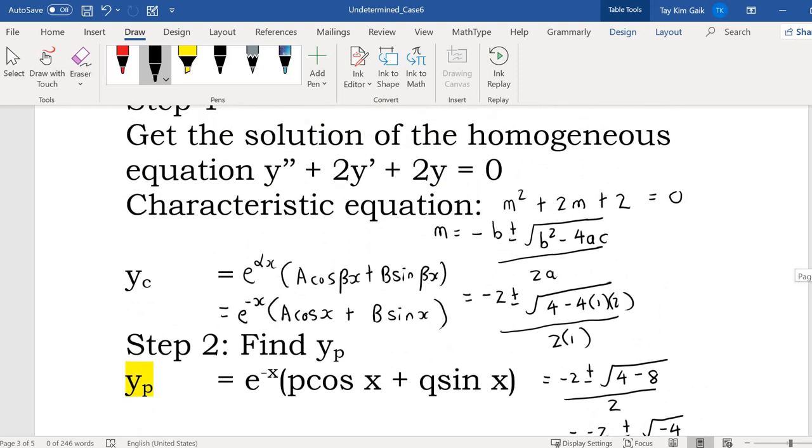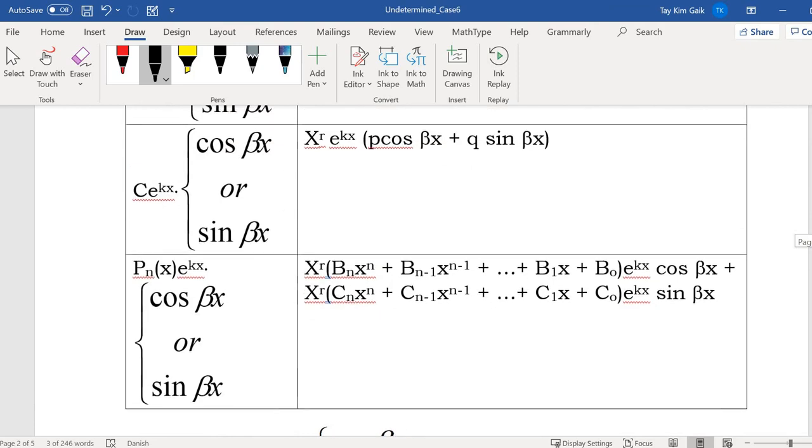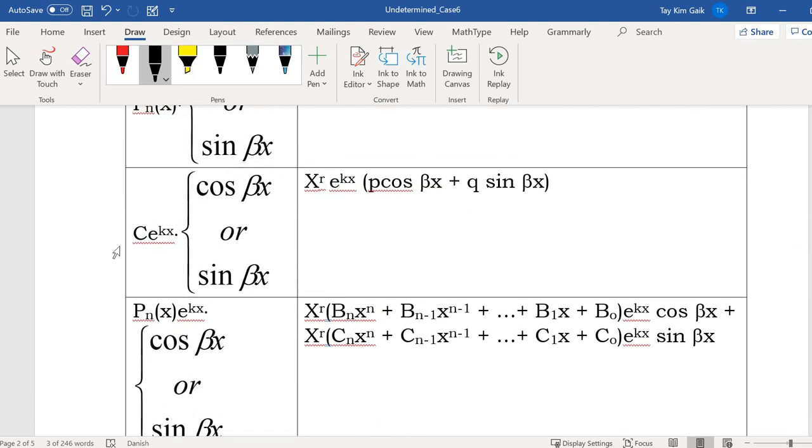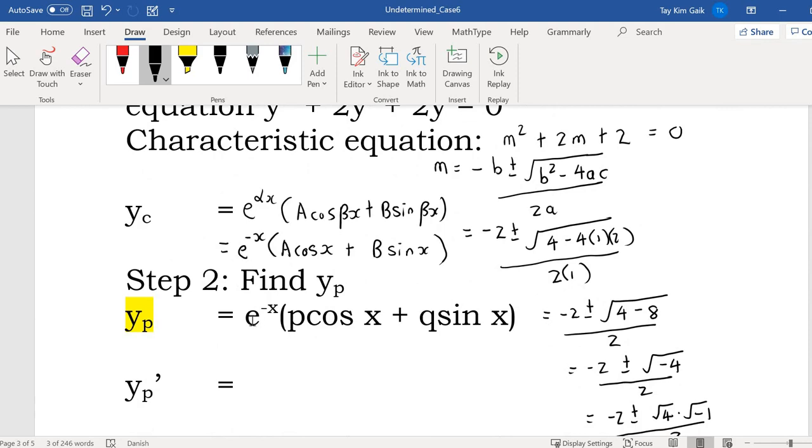Okay, we choose the YP based on the form of your f(x). f(x) is e^(-x) sin x. Then based on this table, if you have e^(kx), then e^(kx). So our f(x) has e^(-x), hence the yp is also e^(-x), multiplied by p cos βx plus q sin βx.